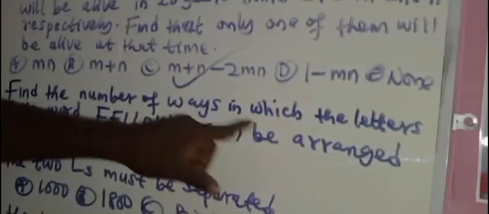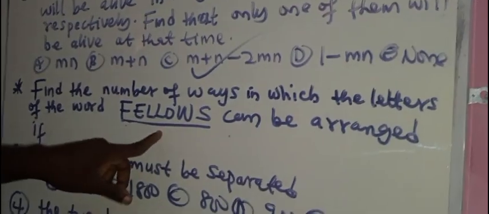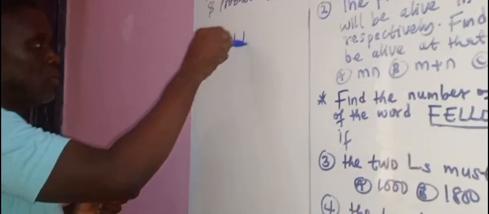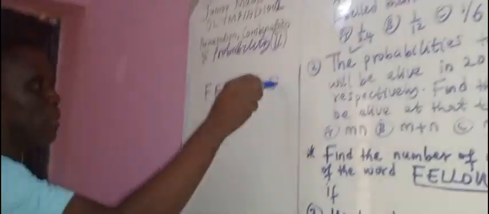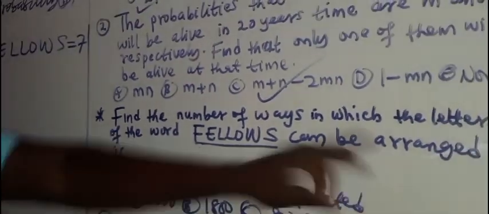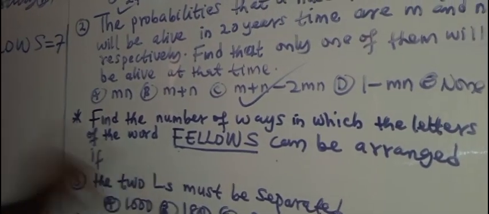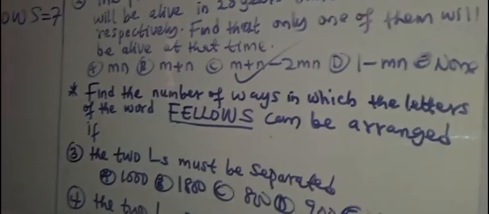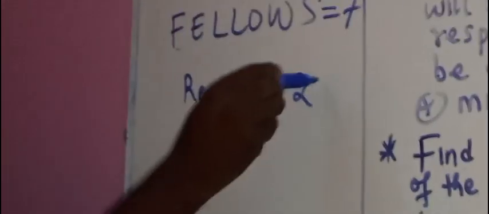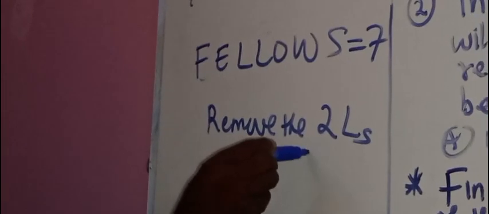Find the number of ways in which the letters of the word fellows can be arranged. Fellows, we have this letter, fellows. How many? 1, 2, 3, 4, 5, 6, 7. So there are 7 altogether. 7 letters make up the word fellows. Now, find the number of ways in which the letters of the word fellows can be arranged if the two L's must be separated. So let's remove the 2 L's. We are left with 5 letters.